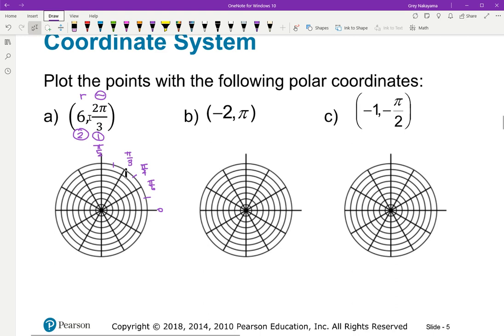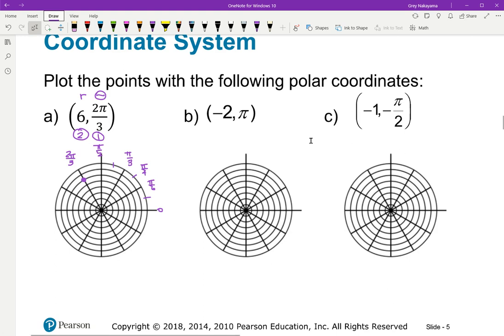So I'm going to go find 2 pi over 3, which is right here. You can label that if you want to. That's 2 pi over 3. And then I'm going to go out a distance of 6. So I count from the origin, and basically you're counting the rings on that line. So 1, 2, 3, 4, 5, 6. And that's where my point is right there.